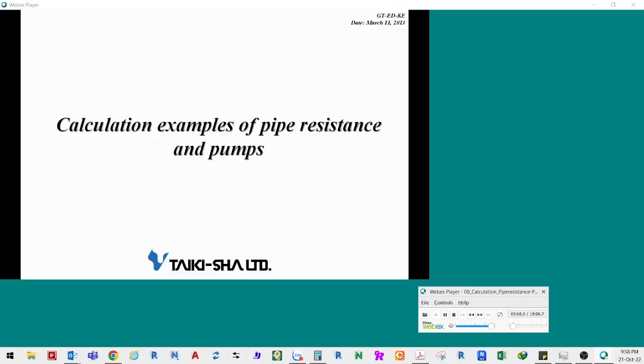Methods and procedures for calculating pipe resistance will be described based on calculation examples. Samples will be used for explanation. So download the relevant data from the specified website and keep it close at hand. Some key points when selecting pumps will also be described.